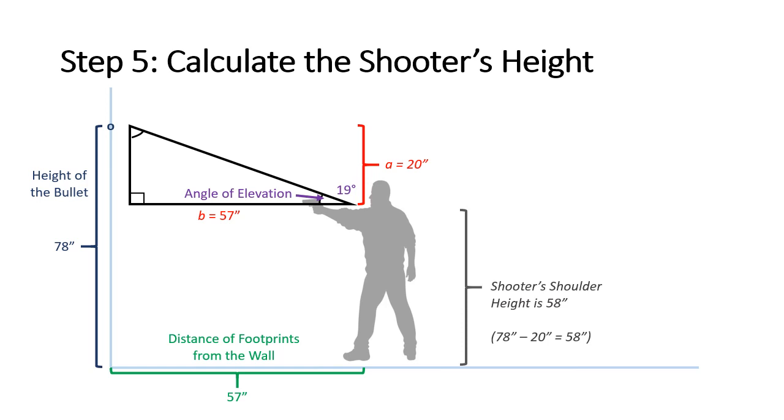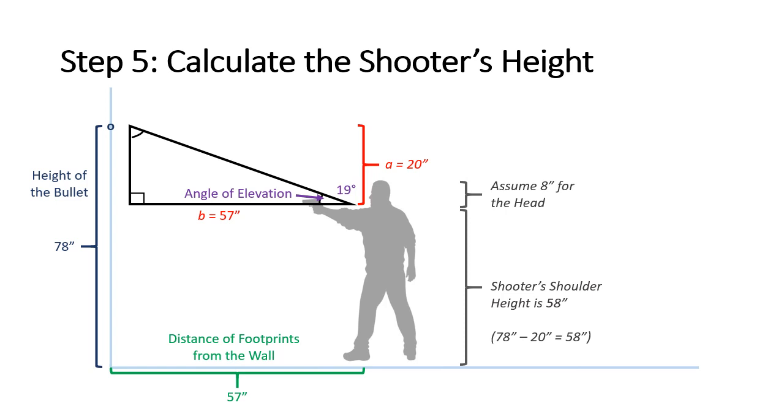If you remember back, the height of the bullet is 78 inches above the floor. And we found out that the bullet rose 20 inches from the shooter's shoulder. So we can calculate the shooter's shoulder by subtracting 20 from 78. And so in this situation, it looks like the shooter's shoulder is about 58 inches tall.